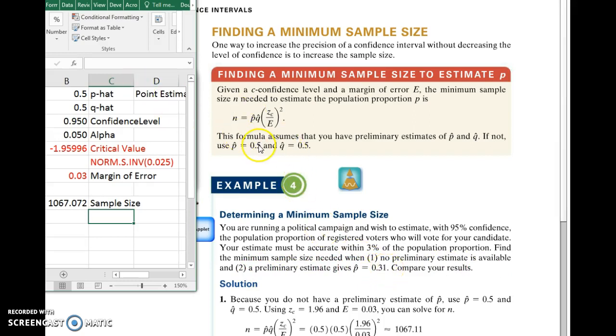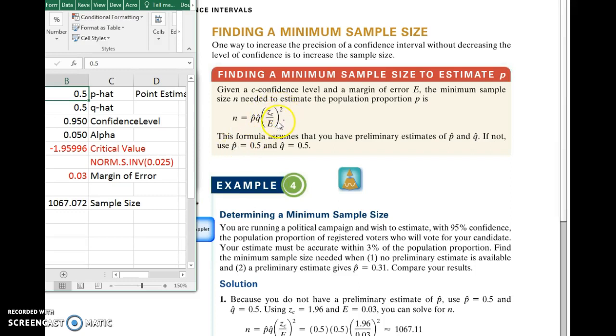Before we do that, I guarantee our sample size is going to be smaller than this. When you have no preliminary estimate, we use 0.5 for both p hat and q hat, and that gives us the largest value back possible, the largest sample possible. We're kind of paying a price for not knowing what p hat would be.